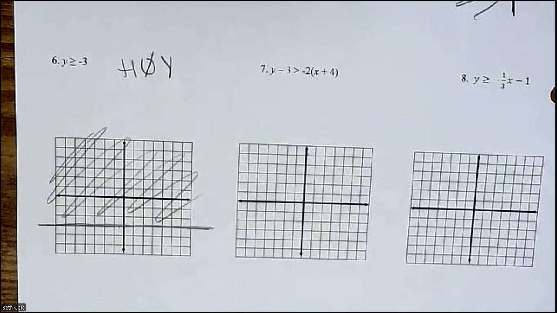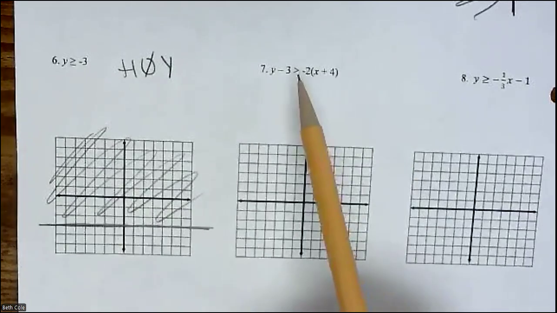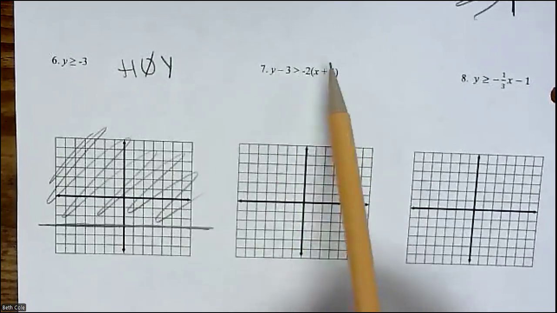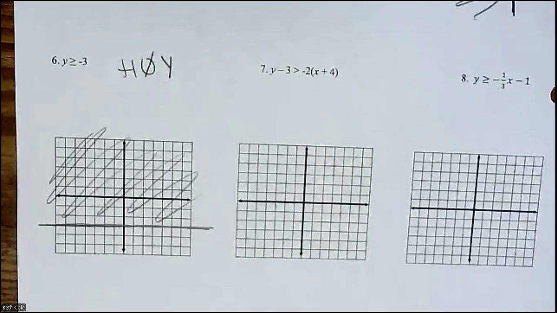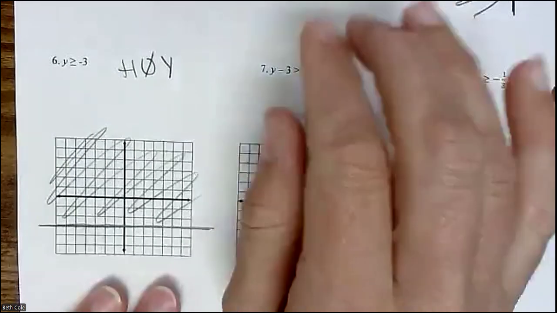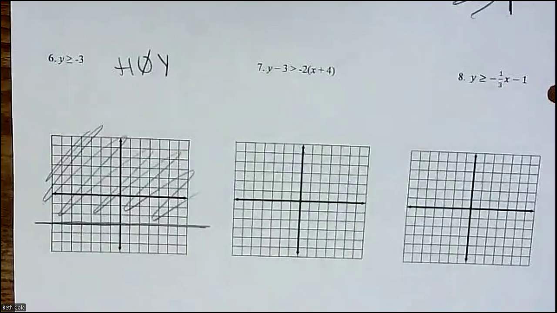I think we're okay. This one, would you rearrange this or would you just type it in the calculator? Type it in the calculator because if you make a mistake when you're rearranging it, then it's going to be wrong. Type it in exactly like it looks. It'll tell you the answer. Okay.